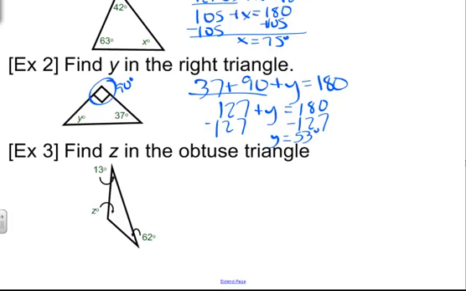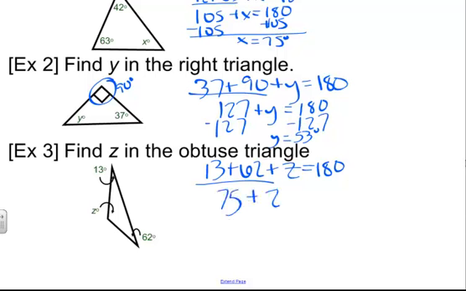All right, how about this? Find z in the obtuse triangle. So again, they all add up to 180. So we have 13 plus 62 plus z equals 180. 13 plus 62 is 75, plus z equals 180. Subtract 75, subtract 75. z is going to equal 105 degrees. Let's see, is that reasonable? Well, isn't z an obtuse angle? Look at this. Isn't it an obtuse angle? And isn't 105 an obtuse angle? Makes sense. All right. You should have drawn all of those, and you should have done all the work, okay?